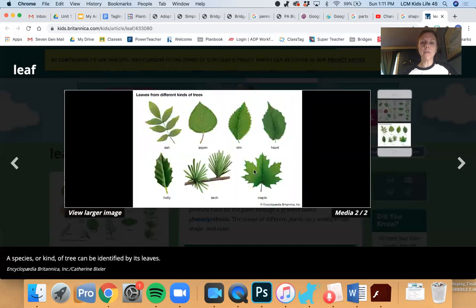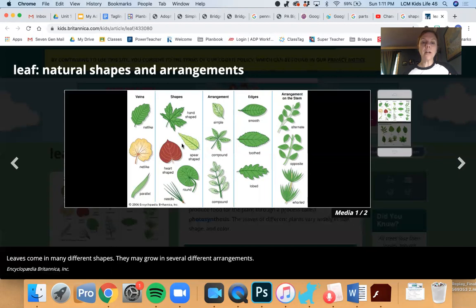So if we go over here, we can see that this is hand-shaped. You can kind of see why that's called that, right? It almost looks like the fingers are spread apart. But then over here, we have a spear or a heart. The spear is a lot skinnier, the heart's a lot wider. The round one is really just round. It doesn't have a point at the end like the heart.